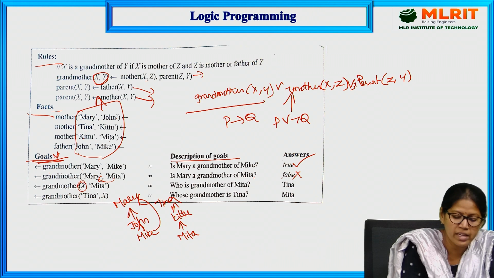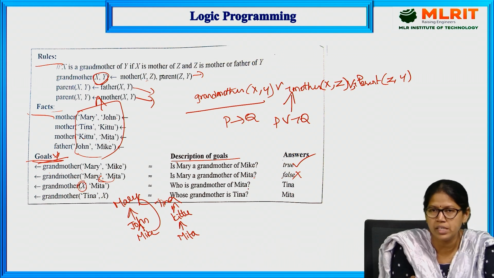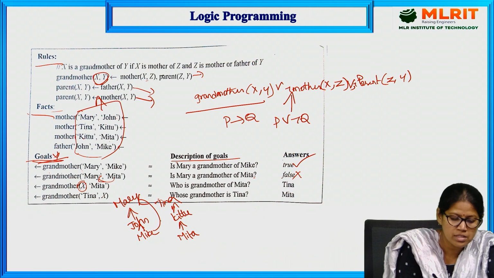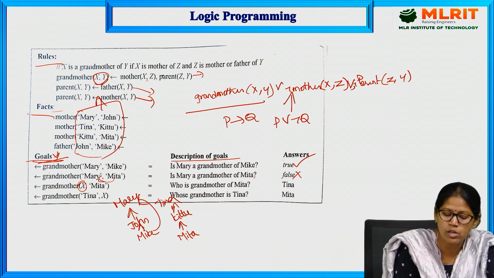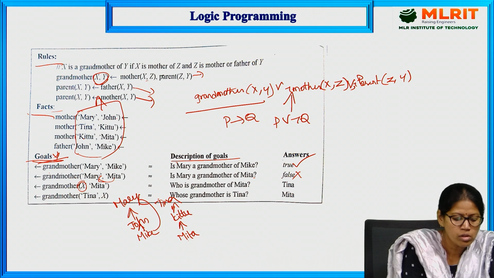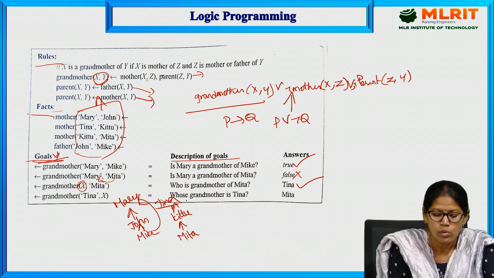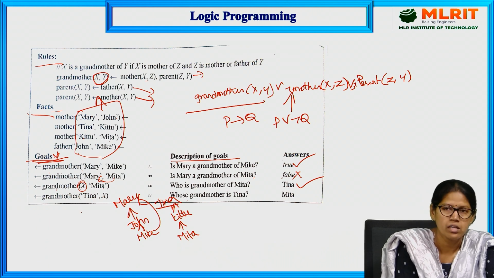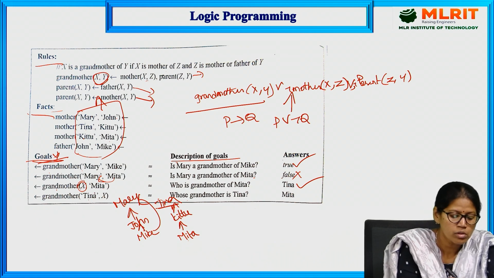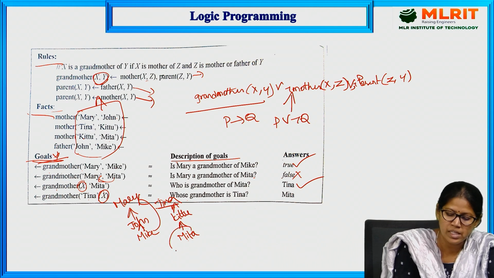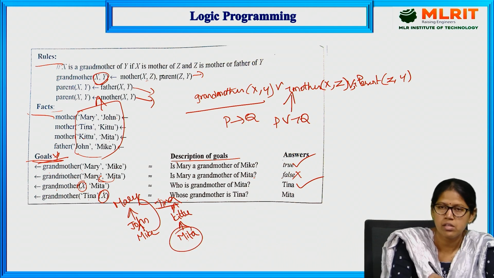Next, grandmother of X comma Mita. Who is X? Who is the grandmother of Mita? That is the question, the goal. Then again we'll go like this. Kittu is the mother of Mita and Tina is the mother of Kittu. So, X is a grandmother of Mita. Who is X? Tina. Next again, whose grandmother is Tina? So we need to find out who is X. So here, say Mita. The same question.